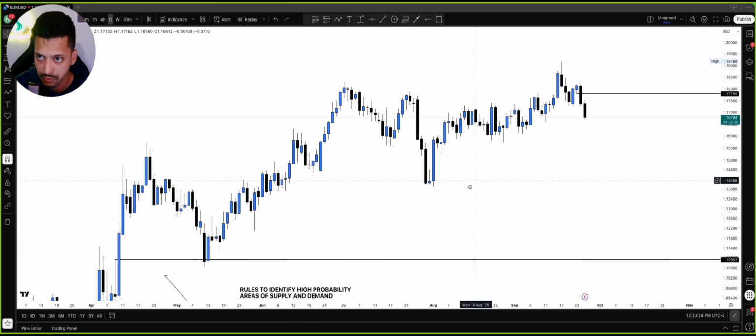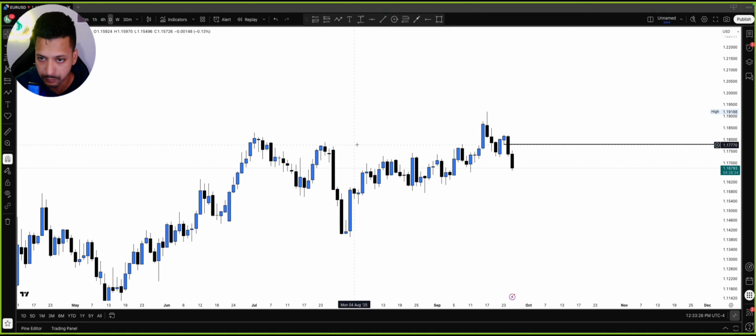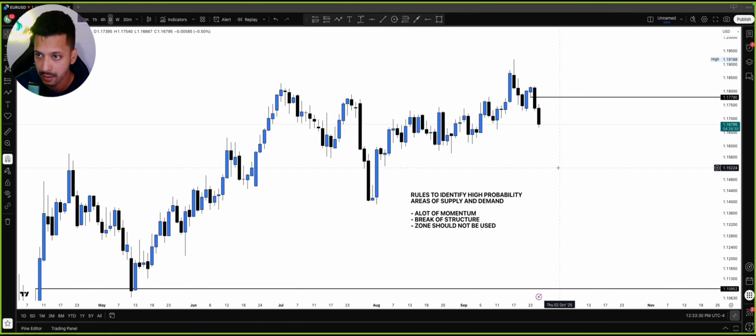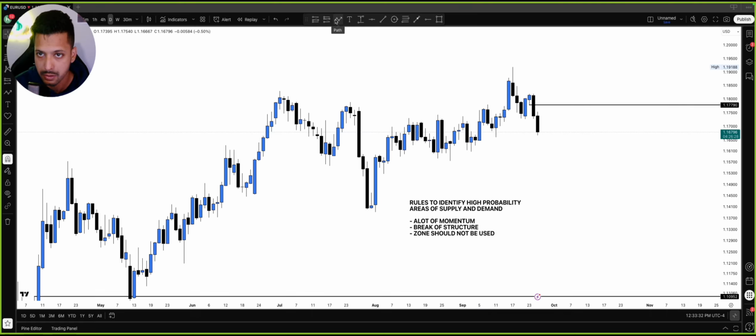And it's the same for the supply zone. Like for example, let me bring this up here. I'm sure you guys supply a zone that is not valid, right? So right here, we can see, again, with the three rules, a lot of momentum right here. We have these three huge bearish candles with tons of momentum, big body candles. Number two, we have a break of structure. This area right here, price broke this structure and this structure.